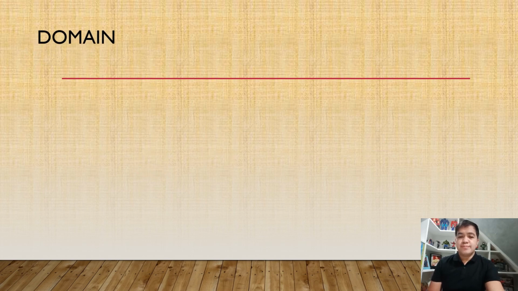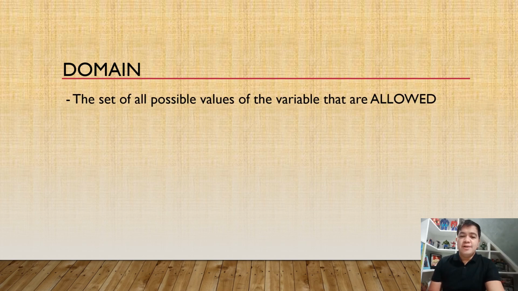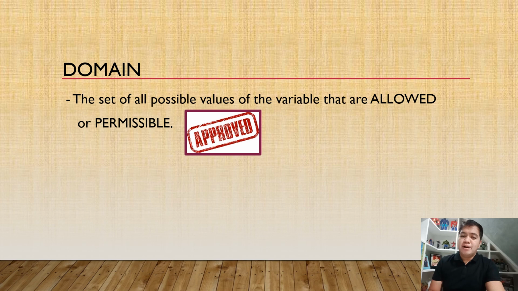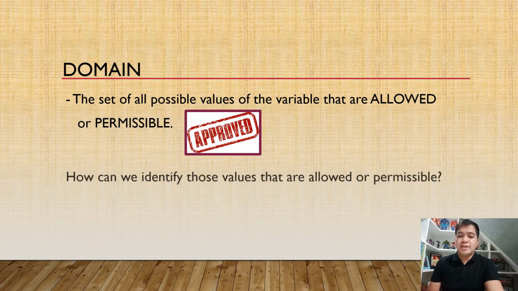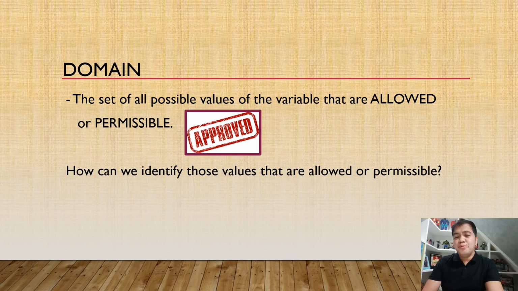Alright, next one. Okay, let's go now to the domain. So ano ba yung domain na yan? The domain is the set of all possible values of the variable that are allowed or permissible. So, yung pwedeng maging value ng variable natin na pinapayagan. So, meron ding hindi papayagan. Ito yung mga papayagan, ito yung mga aprobahan or pwede. Okay, but the question now is how can we identify those values that are allowed or permissible? Paano natin malalaman yung mga values na pwede tsaka hindi pwede?